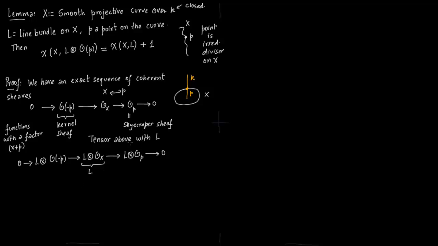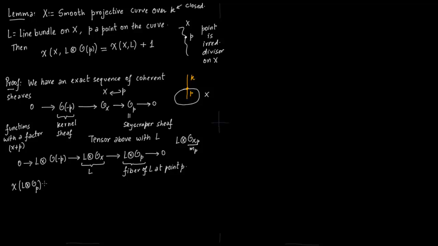We are more concerned with this part, L tensor O_P. What is this? Now, as I said before, this is nothing but L tensor O_{X,P} divided by M_P. I'll just write this down. So this is what it is. This looks like a fiber of L at point P. So you tensor L with O_{X,P}, then you modulo out with M_P.